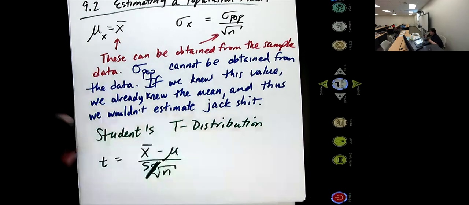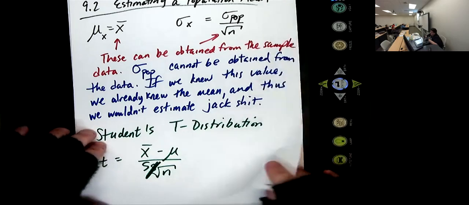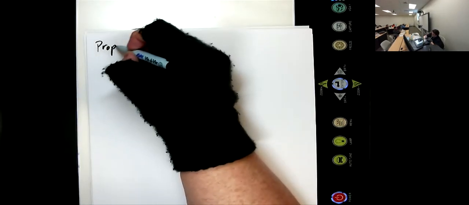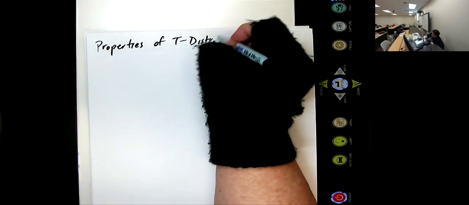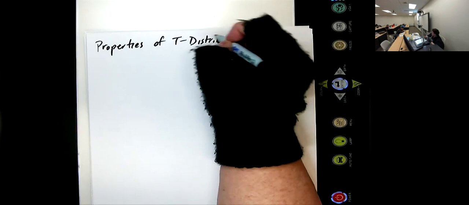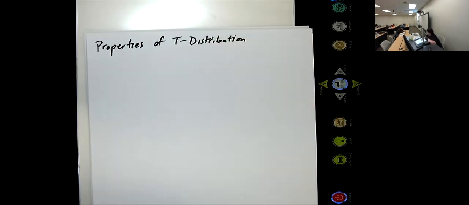So more importantly, how do we use it? Here we don't need the population standard deviation anymore, so we can run with it. So what's going on with the t distribution? Properties of the t distribution. Because everything that we do from now on, we want a distribution that looks normal. Normal distributions meaning we can use the empirical rule, all the stuff that we've been working on.